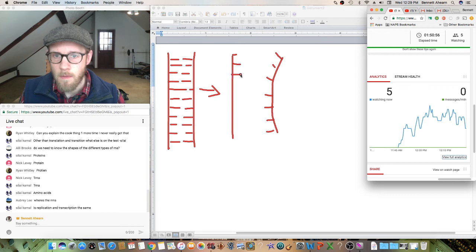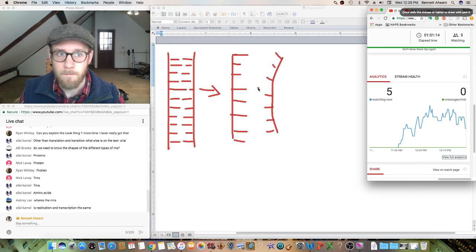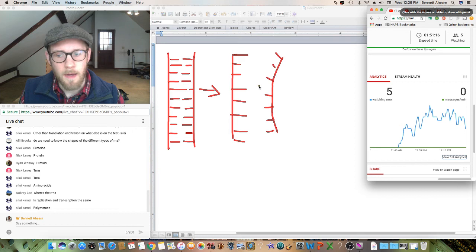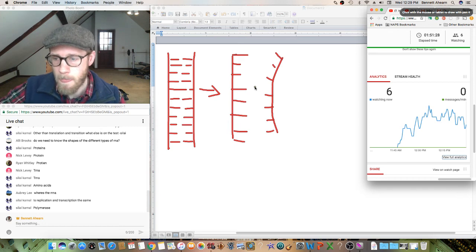And who does the unzipping in this process? Who is kind of cracking this open here? I'll give you a moment. Remember the enzyme that unzips the DNA. It's not polymerase in replication. Polymerase does this in transcription, but polymerase does not do this in replication. It's a different enzyme that does this in replication. It starts with an H.